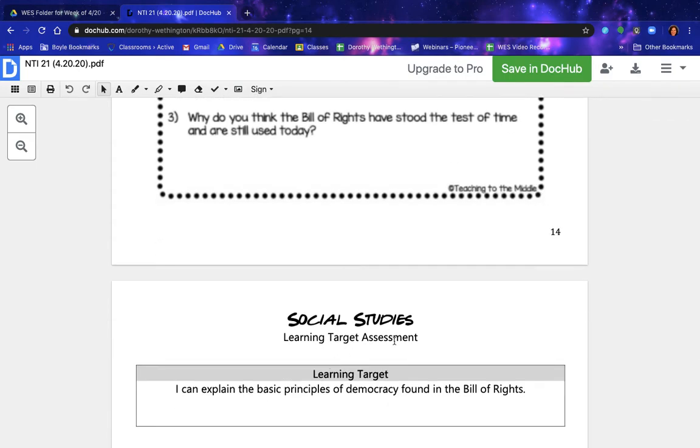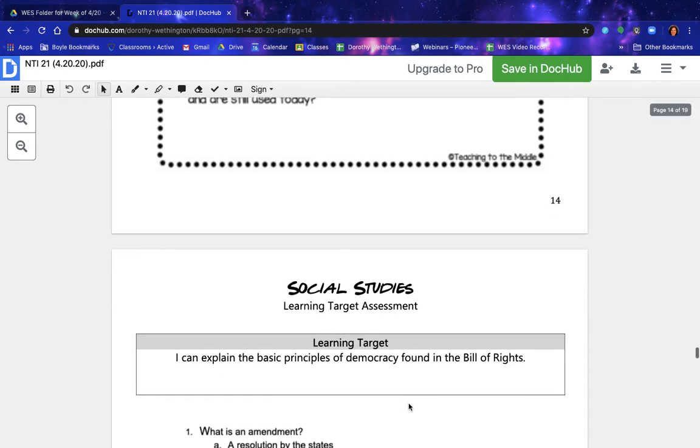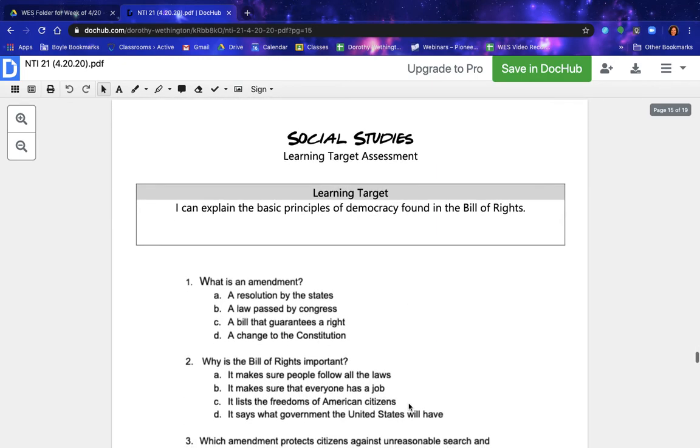Social Studies Learning Target Assessment. Learning Target. I can explain the basic principles of democracy found in the Bill of Rights. Question number 1. What is an amendment? A, a resolution by the states. B, a law passed by Congress. C, a bill that guarantees a right. Or D, a change to the Constitution.